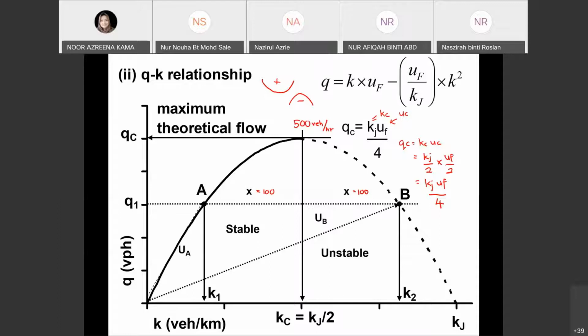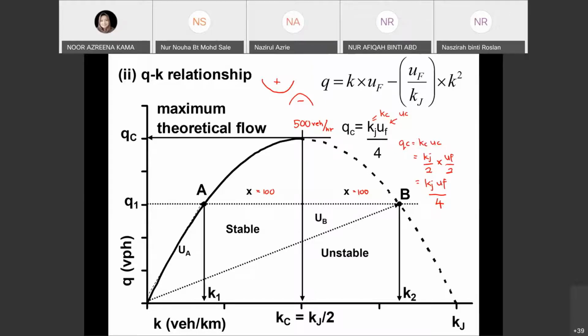So what is the capacity? Capacity is the maximum number of vehicles that the road can accommodate or withstand or cater for under design level of service or design performance. Katalah jalan tu di design untuk level of service C. So at level of service C, the maximum capacity is berapa? Katalah 500. So that is the maximum theoretical flow.